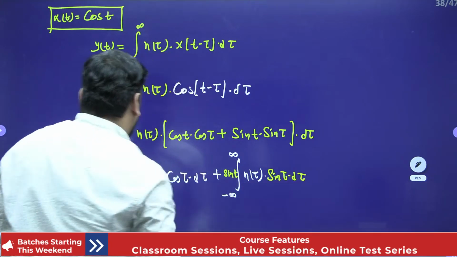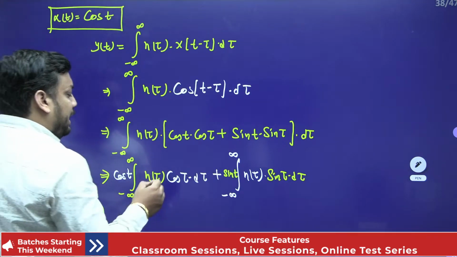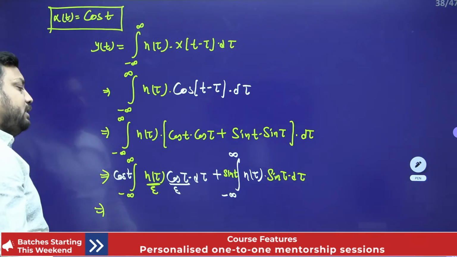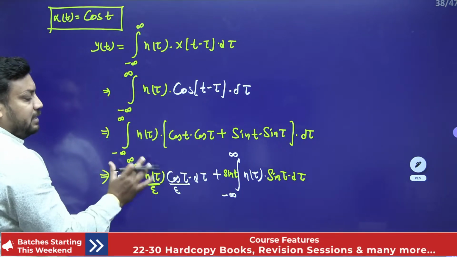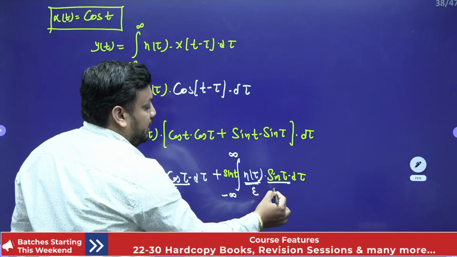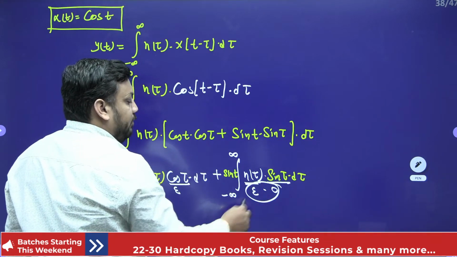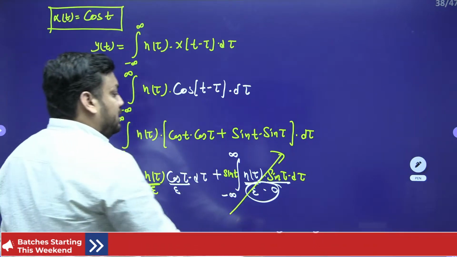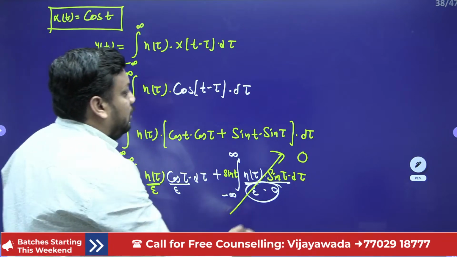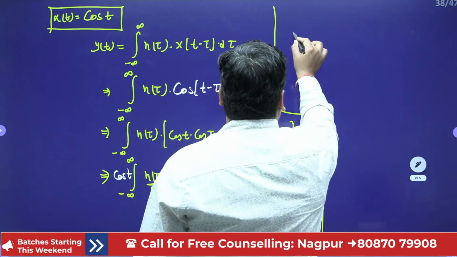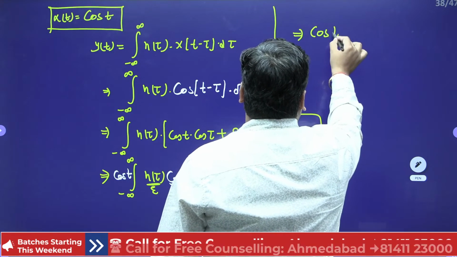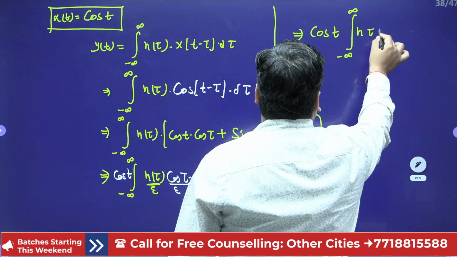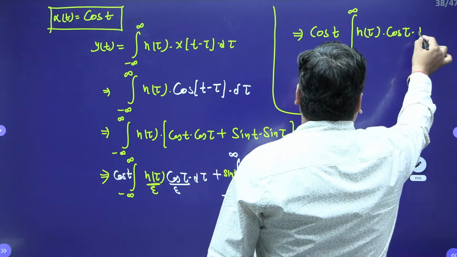So now finally, students, what you will see here is that the h(tau) function is real and even. When this function is even, the cos t function is also even. So even into even is even only, so this value will remain. But this h(tau) is even, and sin tau is odd. So even into odd is nothing but odd, and we know that whenever we integrate from minus infinity to infinity for any odd signal, we always get the answer 0. So the final result of this integration is cos t times the integral from minus infinity to infinity of h(tau) cos tau d tau.